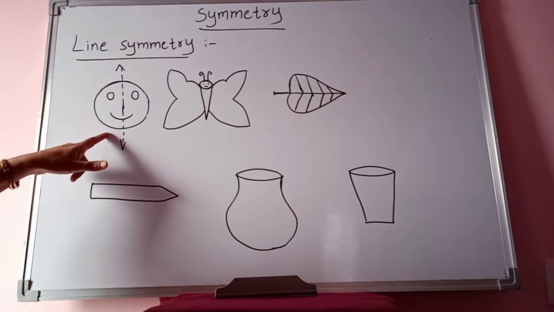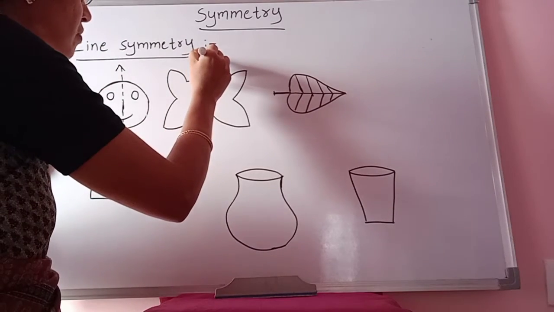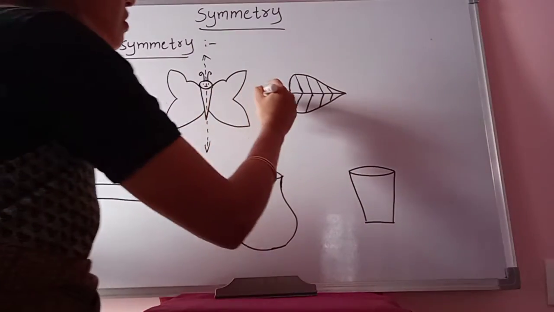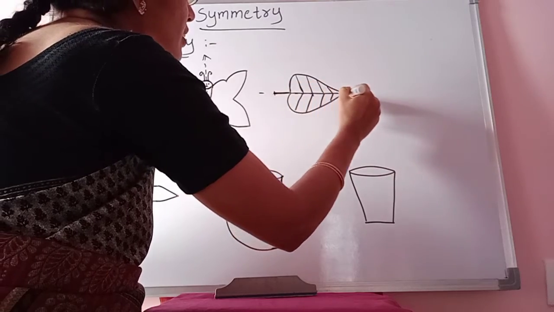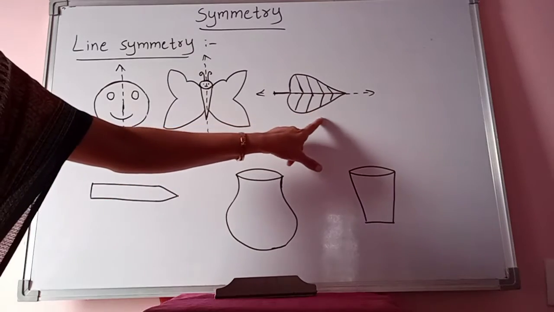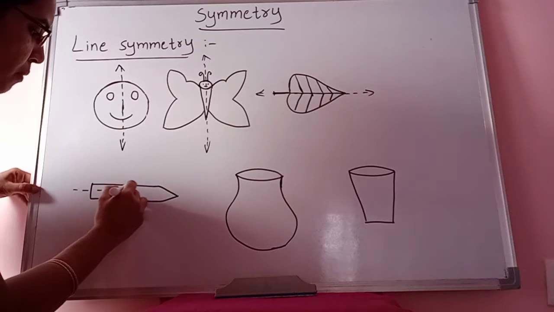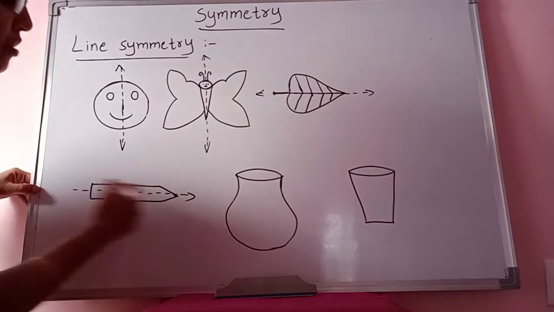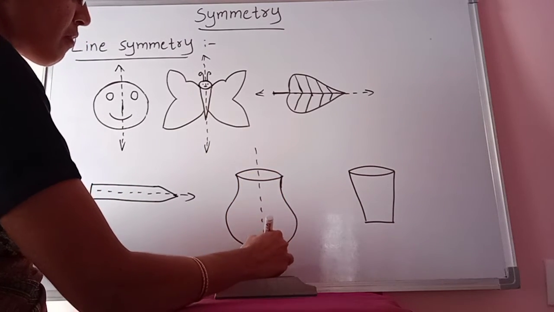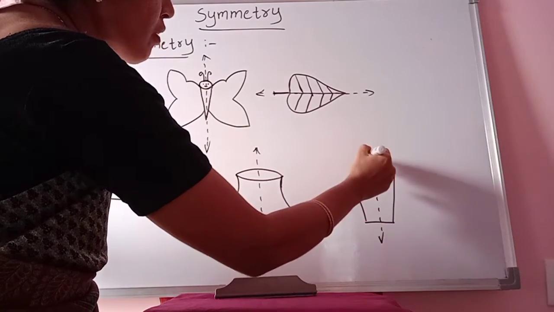Now here this object has a vertical line of symmetry. Similarly, this butterfly also has a vertical line of symmetry. But if you observe this leaf, only if I draw a horizontal line will both the parts match. Therefore, we say that this object has a horizontal line of symmetry. Similarly, this object also has a horizontal line of symmetry, whereas this object again has a vertical line of symmetry. Even this glass has a vertical line of symmetry.